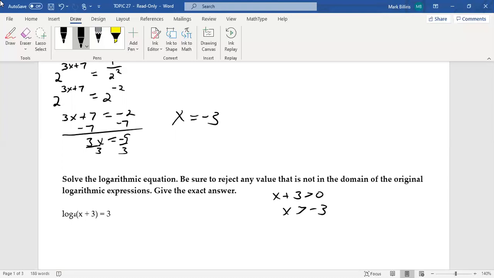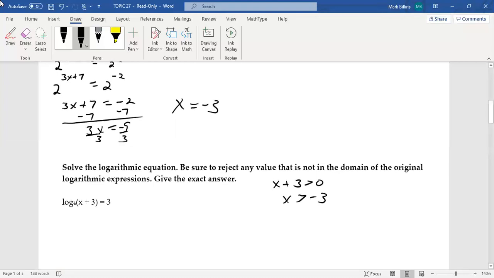This is already condensed. Next, we're going to change it from logarithmic form to exponential form. So remember, 4 is the base, 3 is the exponent. So we have x plus 3 equals the base 4 raised to the exponent of 3. So that gives us x plus 3 equals 4 to the 3rd power, which is 64. And then we're going to subtract 3 from both sides. So x would equal 61. We need to make sure 61 fits within our domain, and 61 is indeed greater than negative 3.